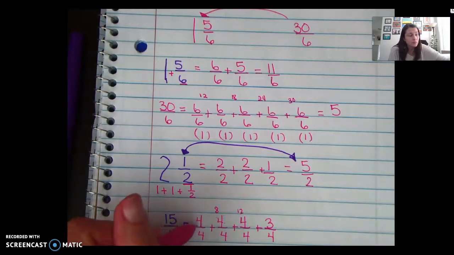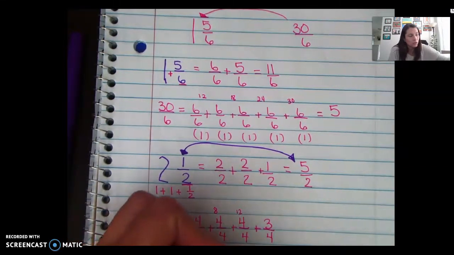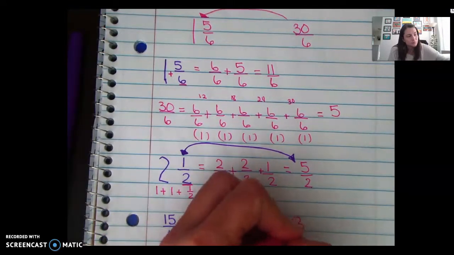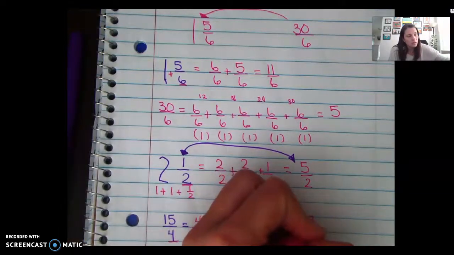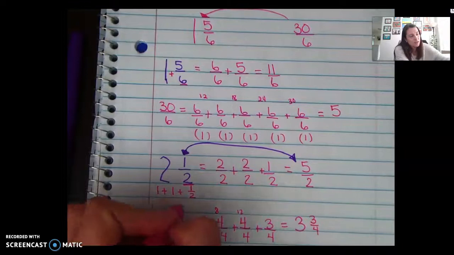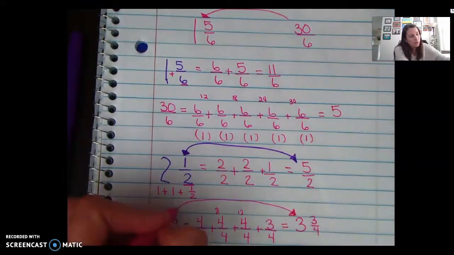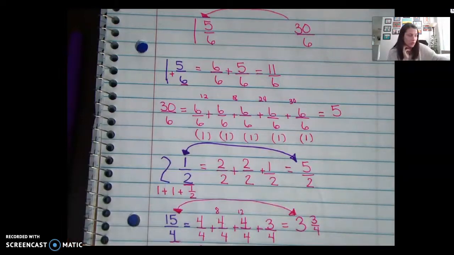So, how many wholes is that? That's 1 whole, 2 wholes, 3 wholes, and our fraction. So 15/4 is the same as 3 3/4. 3 3/4. Your next letter is G. Your next letter is G.